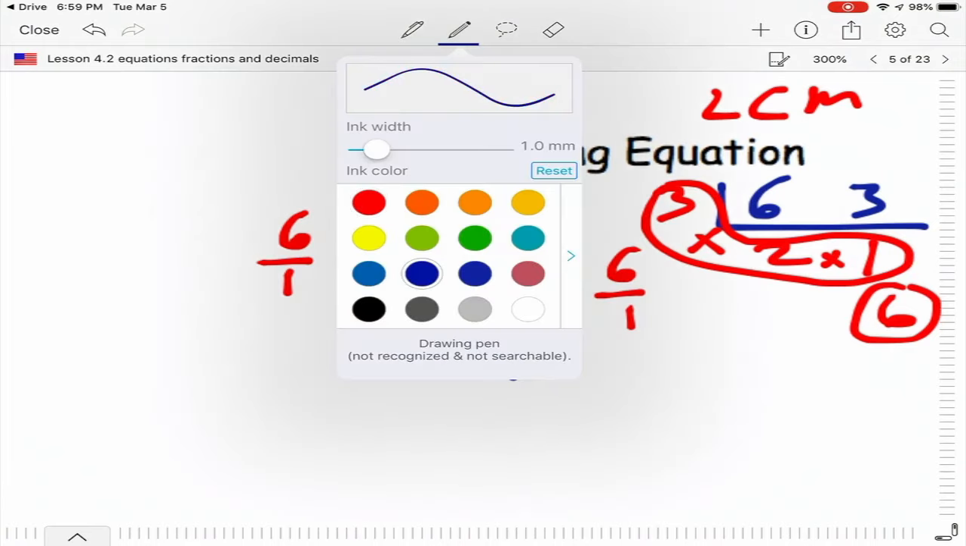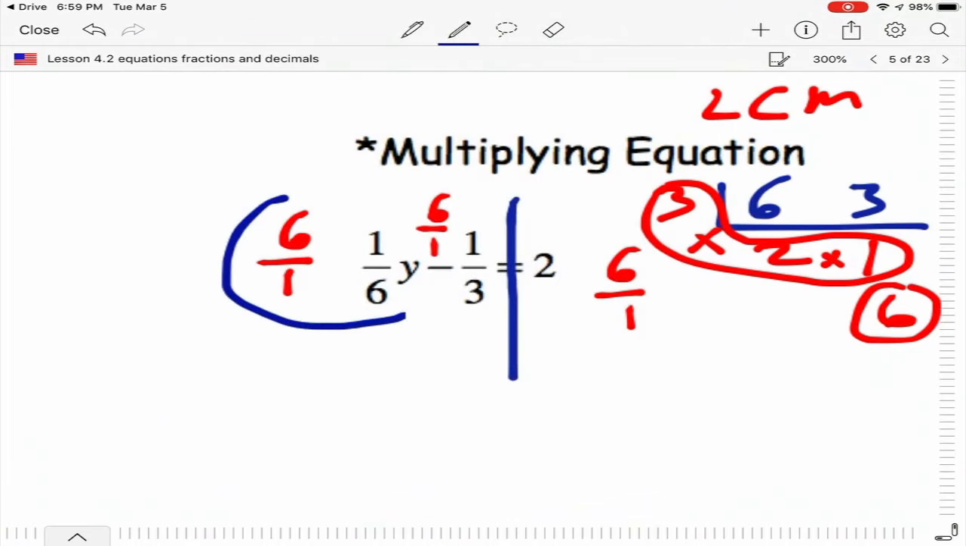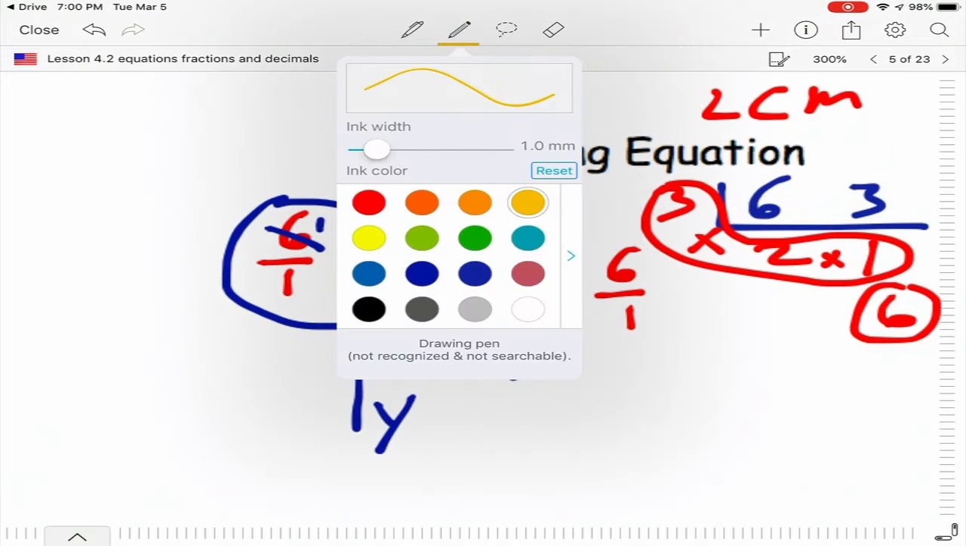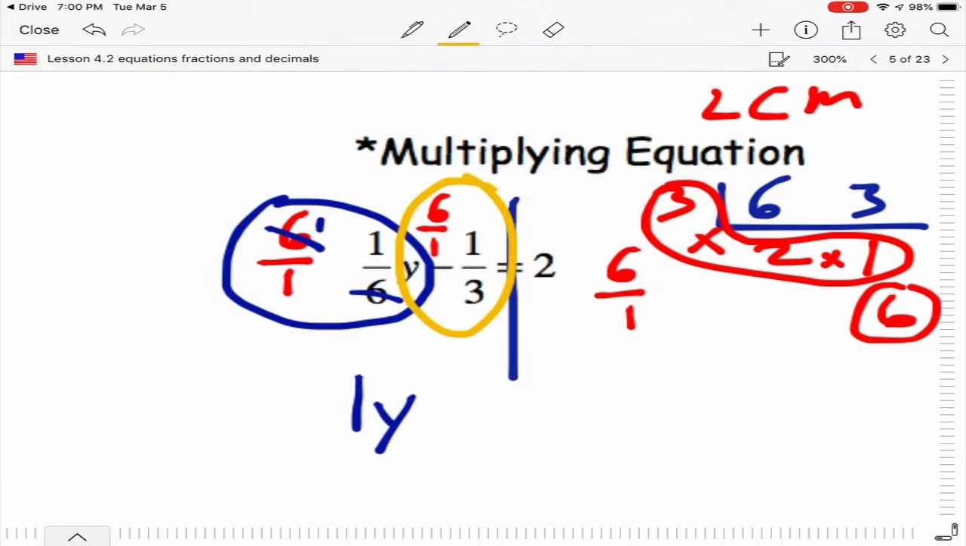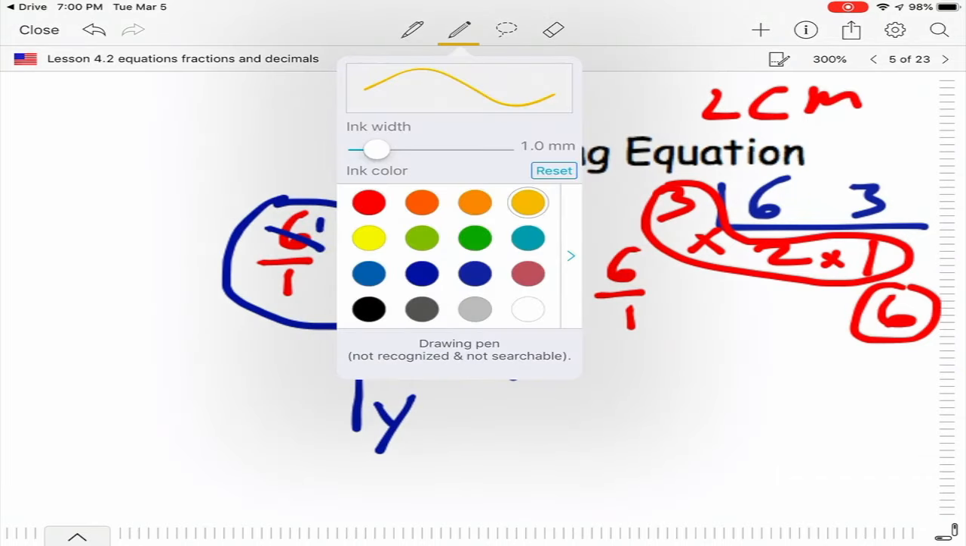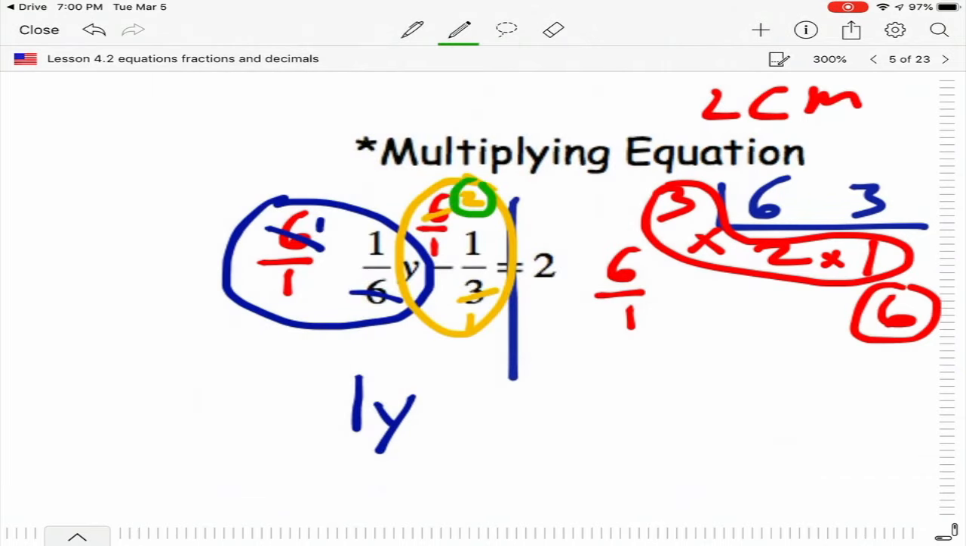And look what happens. When I do 6 over 1 times 1 over 6, the 6's cancel out. They're gone. And it becomes 1 times 1, which is just 1y. I just bring down the 1y. Same thing here now. The 6 cancels out with the 3. 3 goes into 3 once, 3 goes into 6 twice. And then 2, right, because that's a 2. 2 times negative 1 is negative 2. I bring down the equal sign.